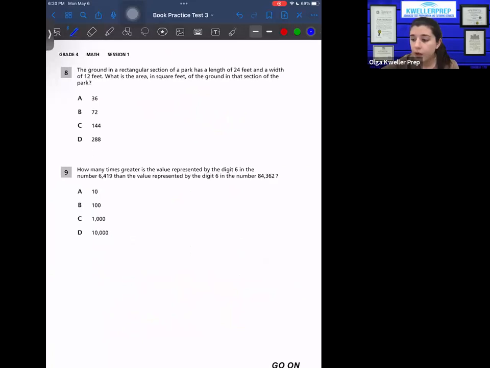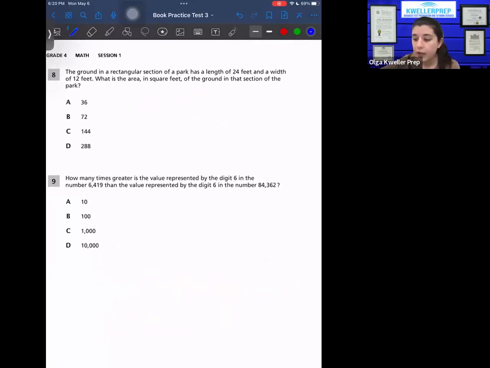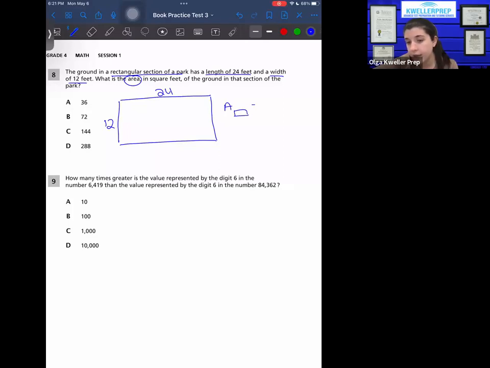Okay, so moving on to the next page, we have the ground in a rectangular section of a park. So right away, I'm going to be visual, right? Rectangular section of a park. I have a rectangle, and then they start giving me information. Length is 24 and width is 12. And what do they want? They want the area. So what's our formula for area? So we're reviewing for like the third time today that area is just length times width.